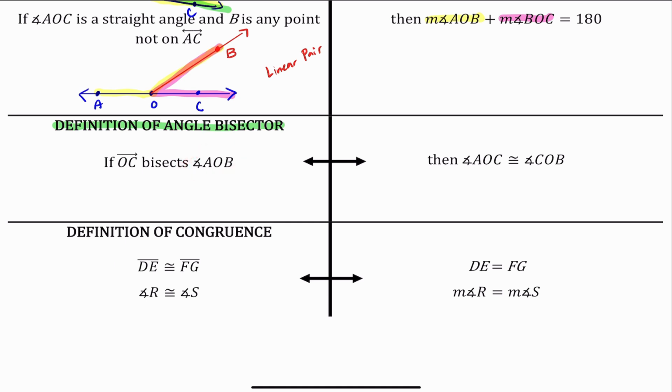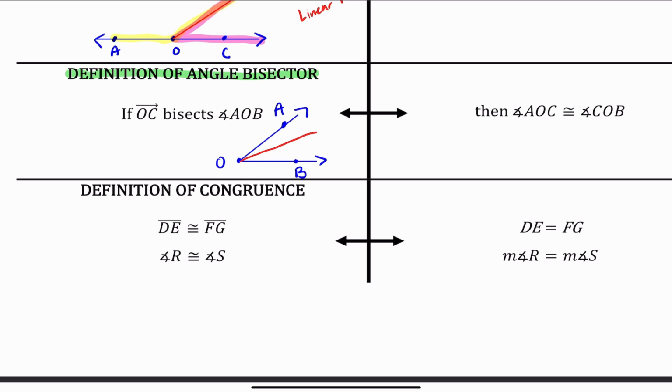So I'm going to draw angle AOB. I'm going to draw a ray that looks like it's bisecting angle AOB. So this will be point C. Now look, angle AOB is being bisected by ray OC. If ray OC bisects angle AOB, then what's the result of that? The result would be angle AOC is congruent to angle COB. This is what we call the angle bisector, which is essentially the midpoint of angles.